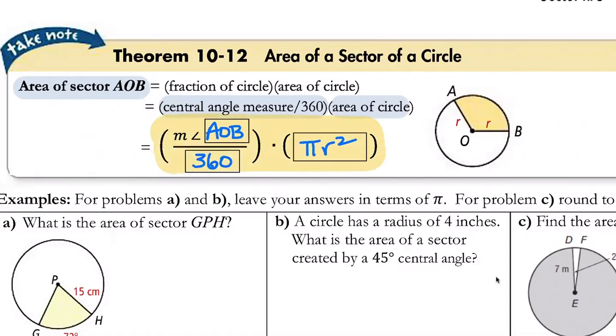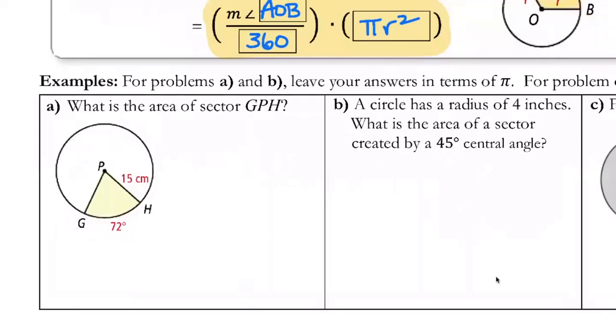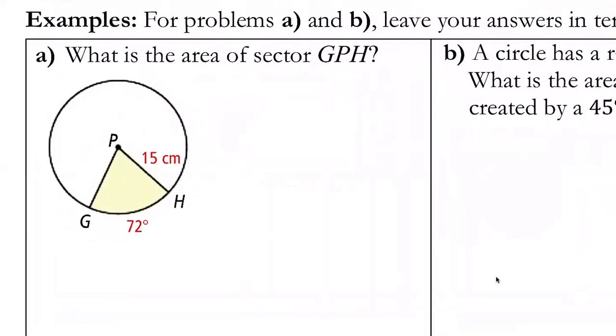So you just think of it like central angle out of 360 is literally the fraction of the circle, and then multiply by the area of the whole entire circle. Even though that's a formula, it really should just make sense to you. For problems A and B, we're going to leave our answer in terms of pi, and for C, we're going to round. So just pay attention to what the directions tell you.